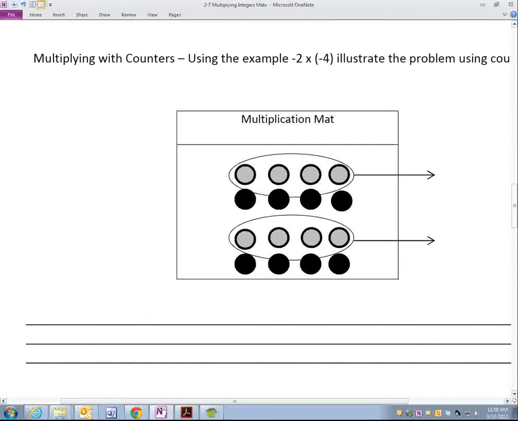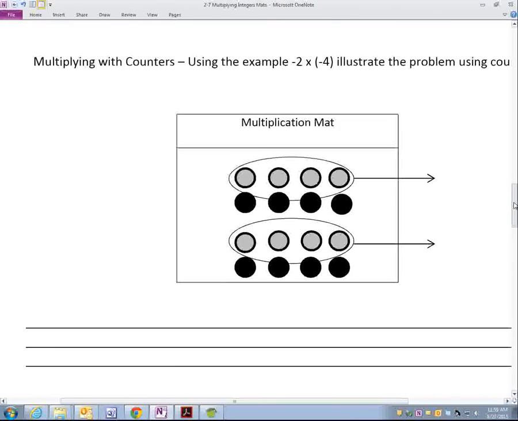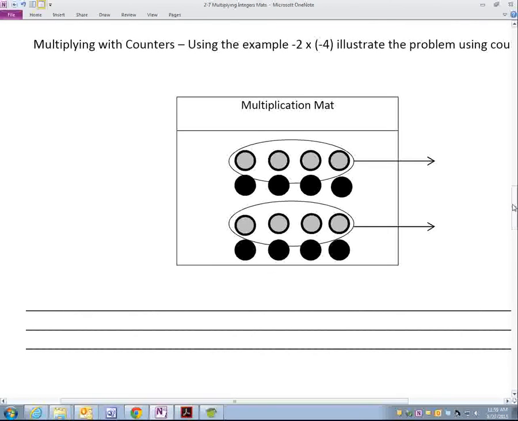Next one, multiplying with counters, having both negative numbers to illustrate them. So we know that we're going to be ending up with a positive from what we wrote on the other page. And this is like saying, since we have a -2, you don't have to write what I'm going to write.